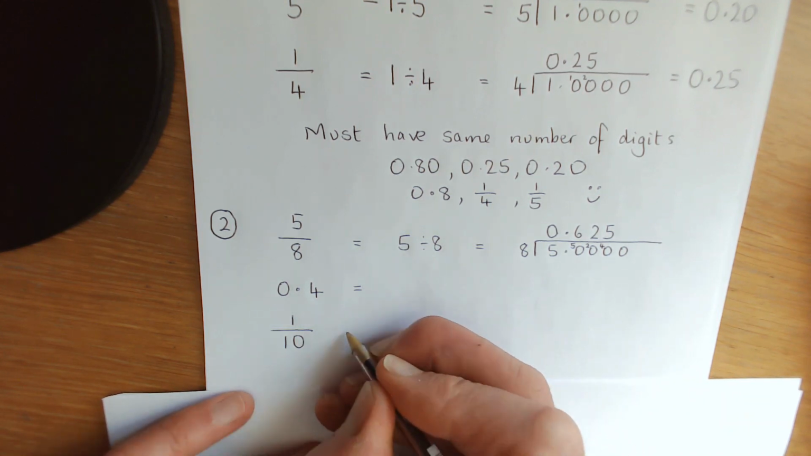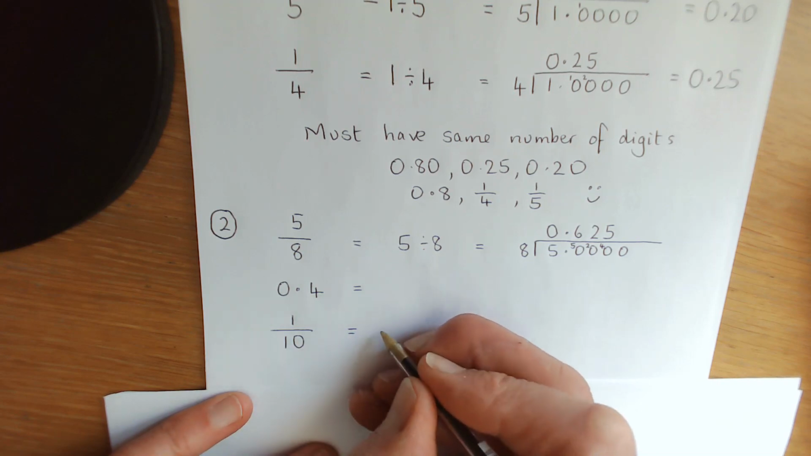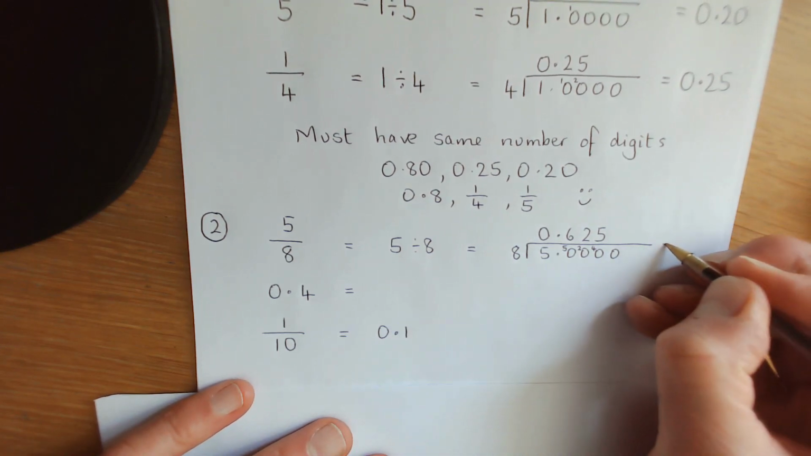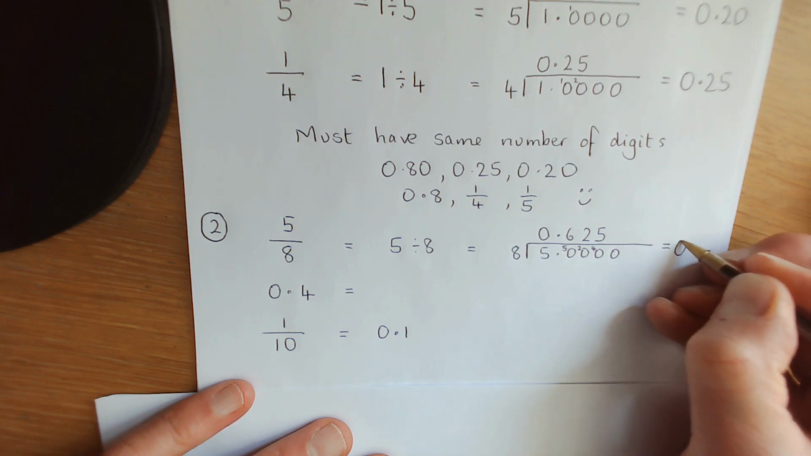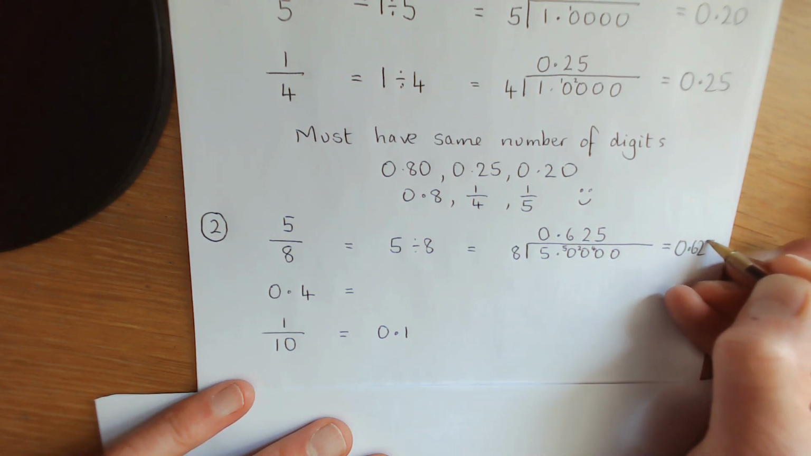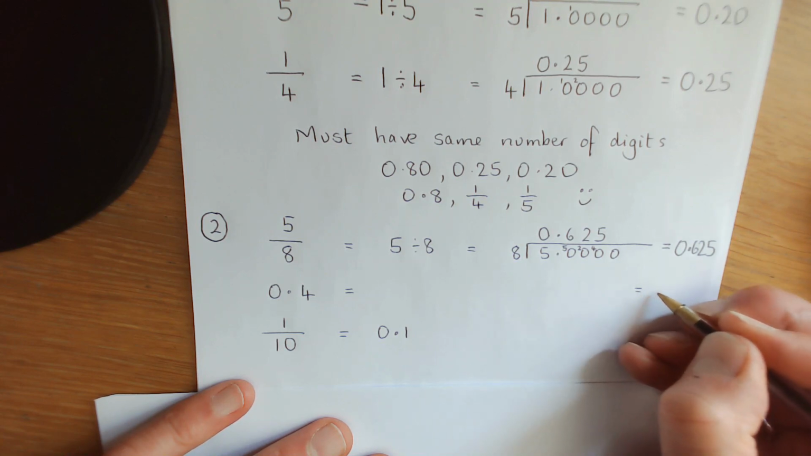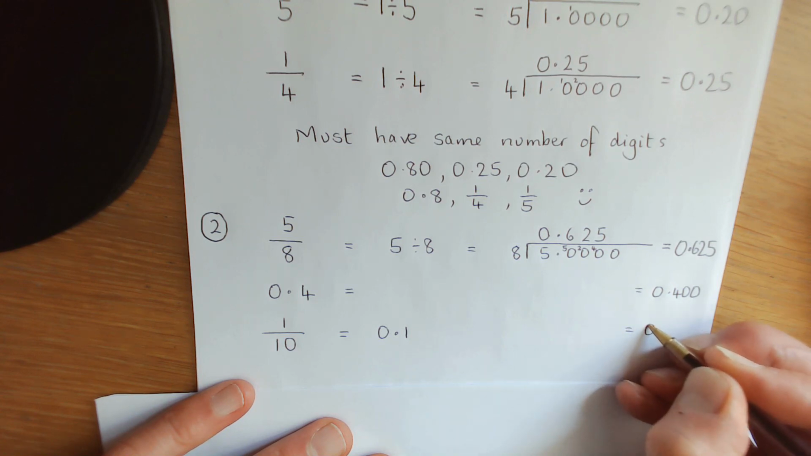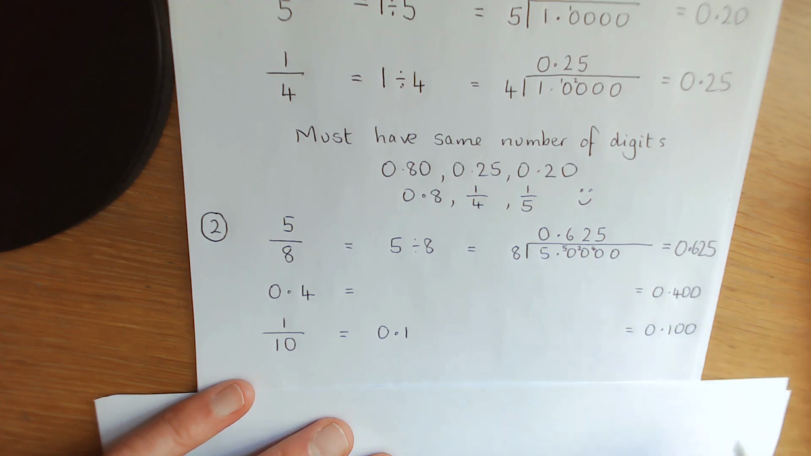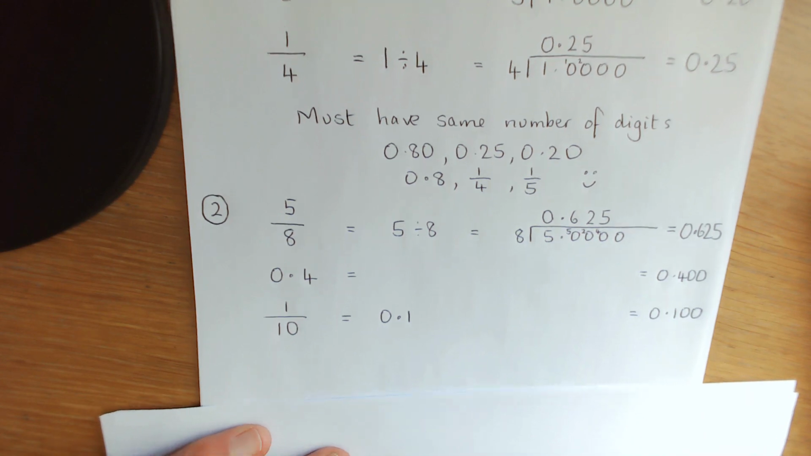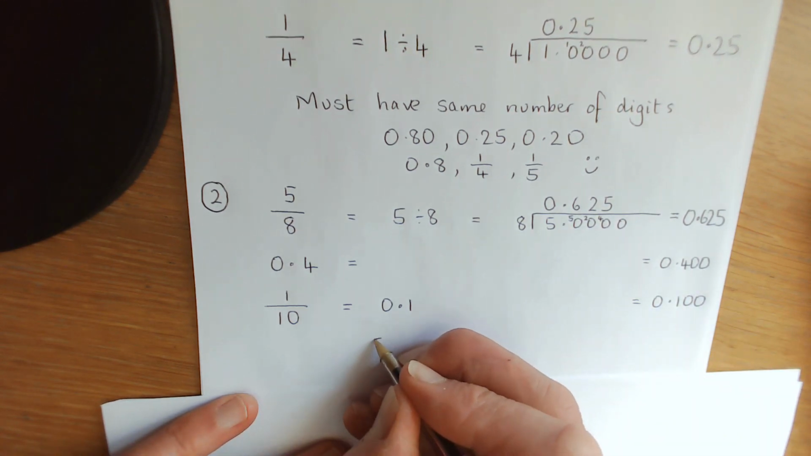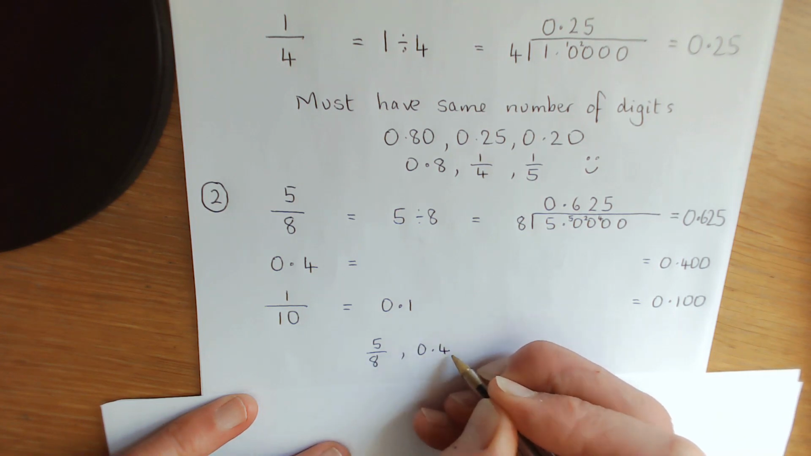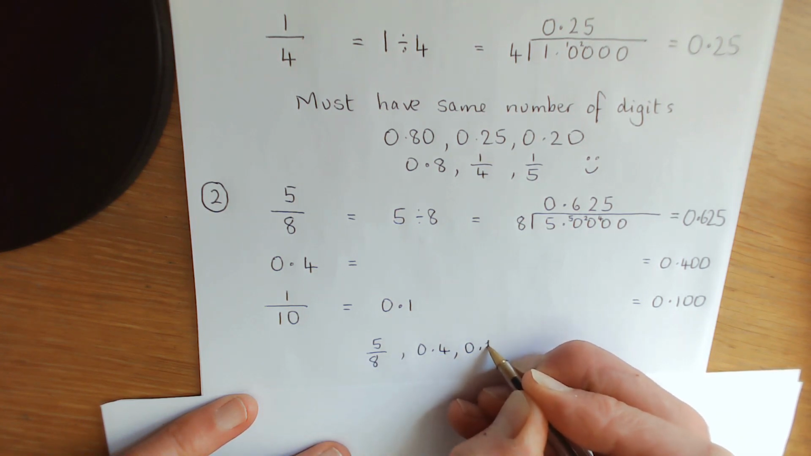We already know that one, and they happen to know that 1/10 was 0.1. What's the difference just now? We need to write them all out with the same number of digits. So 0.625, this one became 0.400, this one became 0.100, and immediately we were in a happy place. Biggest to smallest was 5/8 first, 0.4 second, 0.1 last.